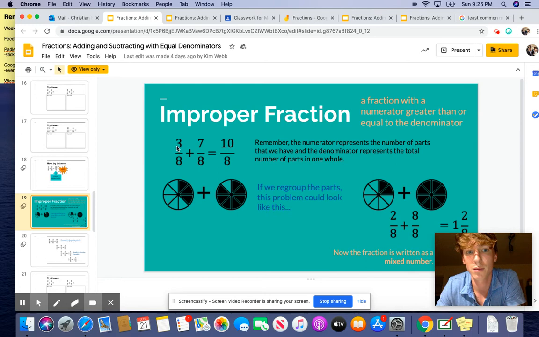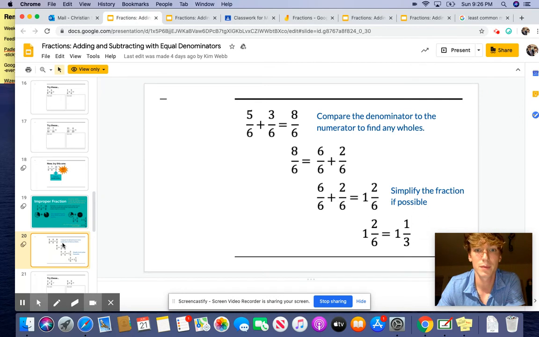So 3 and 7 equals 10 over 8, because our pies were divided into 8 pieces. We add them up. We add the tops, we get 10 over 8. 8 goes into 10 one time. Our remainder is going to be that 2 pieces over 8. Compare the denominator to the numerator to find any wholes. If the top is bigger, that means we have a whole one.